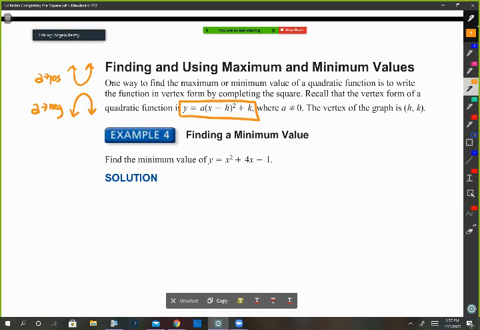So as I look at example 4, this one tells us we have a minimum value. And so a minimum value means that the A value in front of x squared is positive, which in this case, you'll notice it is. So it's a positive 1. And now we're going to just do this same exact thing. I want my equation to look like vertex form because the vertex is the h, k, or that's that lowest point. It's the highest or lowest point.